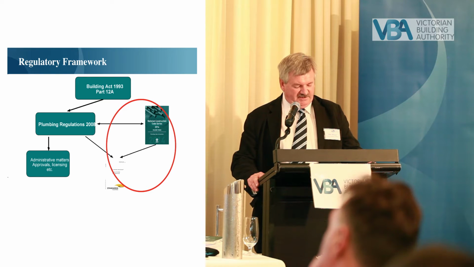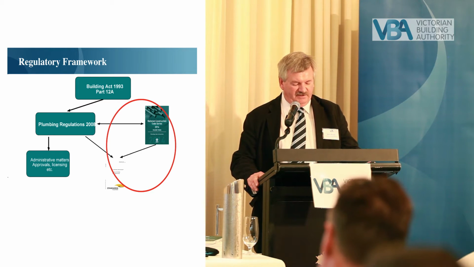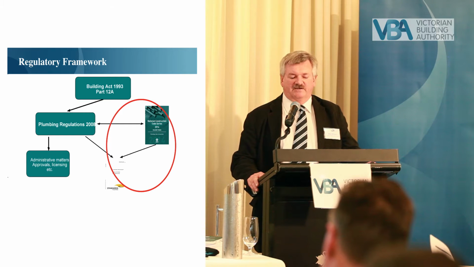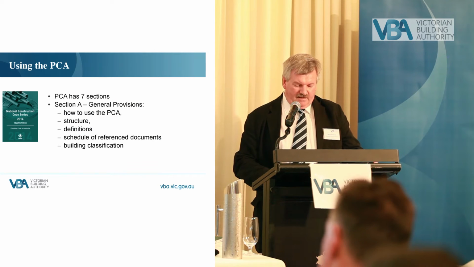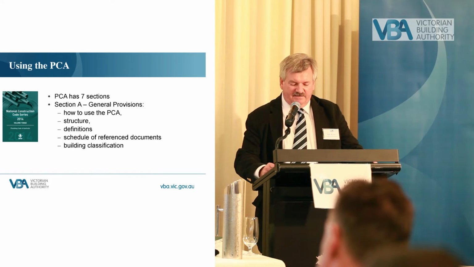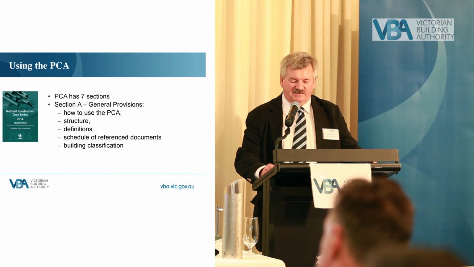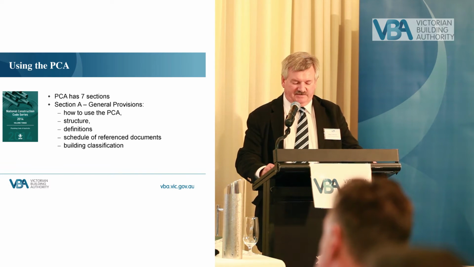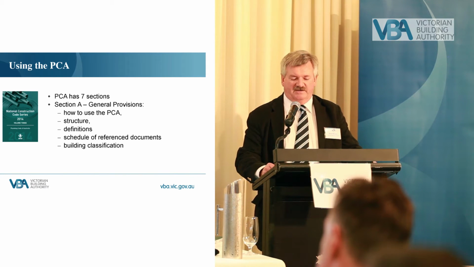Technical reference documents such as Australian standards relating to plumbing are generally called up directly within the PCA and or the Plumbing Regulations 2008. Using the PCA: it has 7 sections. Section A, General Provisions, tells you how to use the PCA. It includes the operating structure, definitions, a schedule of reference documents and a list of building classifications. This is the first time building classifications have been included directly in the PCA.